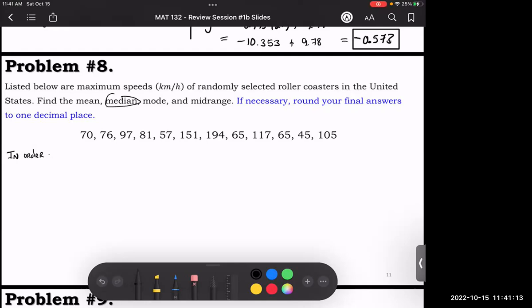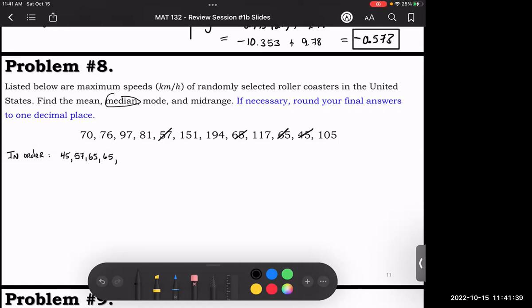45. So I'm going to cross it out from my list. Okay, what's the next value that comes after 45? 57. What comes after the 57? 65. After the 65? 65 again. Yes, it does. 65 appeared twice, so we have to make sure we rewrite it twice.